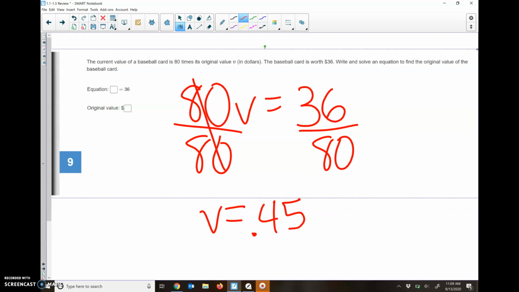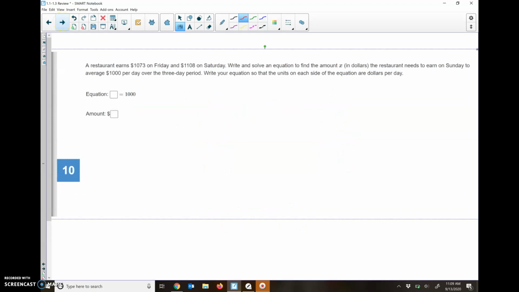So you buy a baseball card for 45 cents. Now it's worth 80 times as much, so it's worth $36. Here, a restaurant earns $1,073 on Friday and $1,008 on Saturday. Write and solve an equation to find the amount of X dollars the restaurant needs to earn on Sunday to average $1,000 per day for the 3-day period. Write the equation. So we know they made $1,073 on Friday plus $1,008 on Saturday, and we don't know what they made on Sunday.